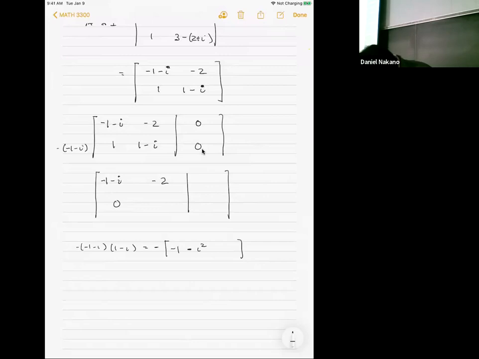So, no, plus i squared. Yeah, okay, now it works out. So I got minus 1, and i squared is minus 1, right?